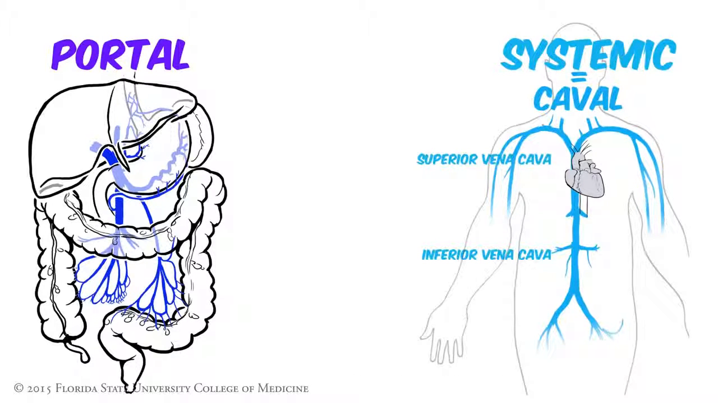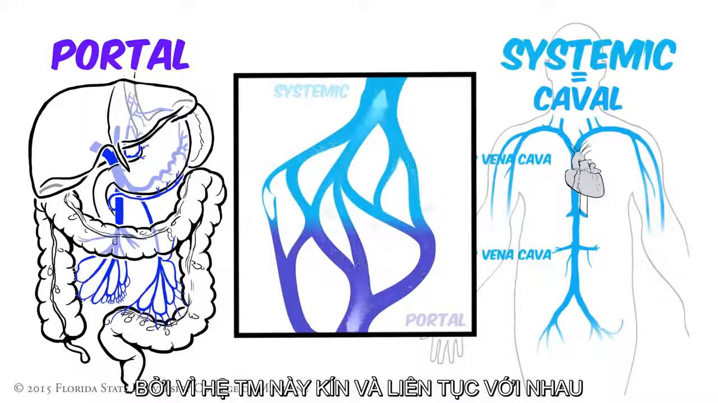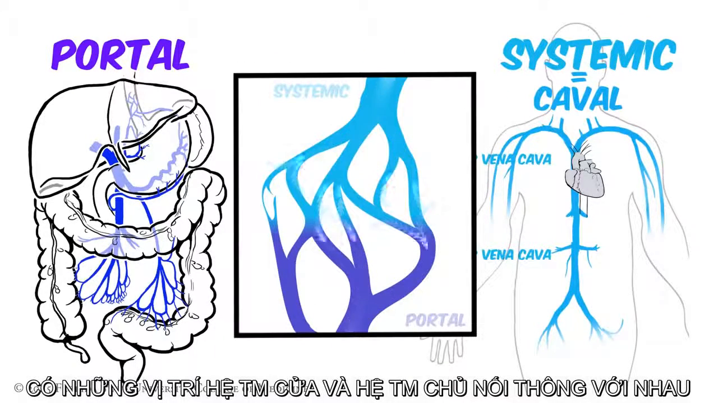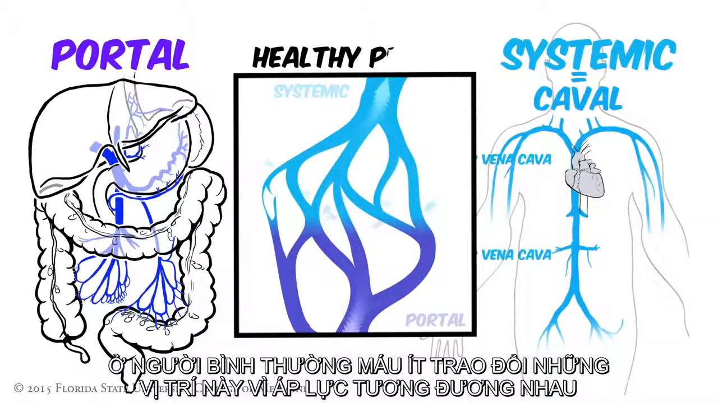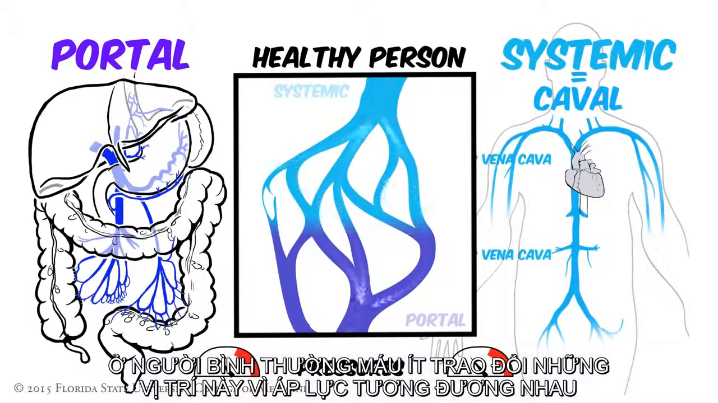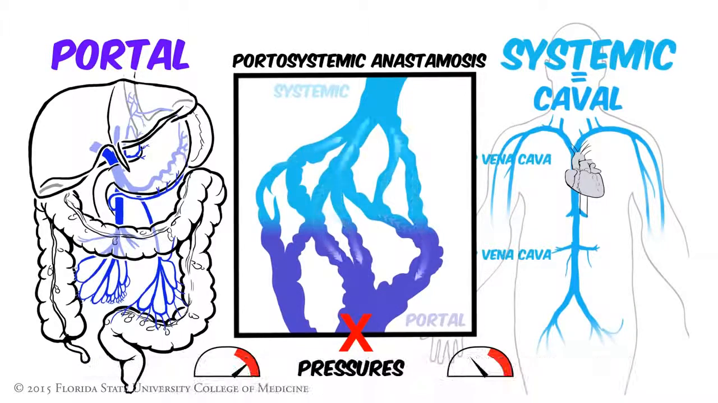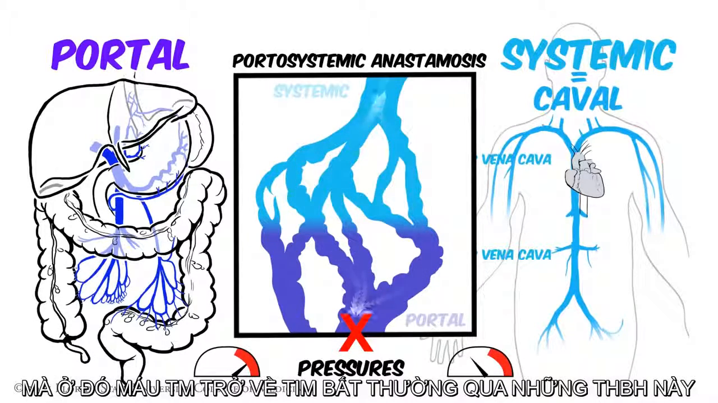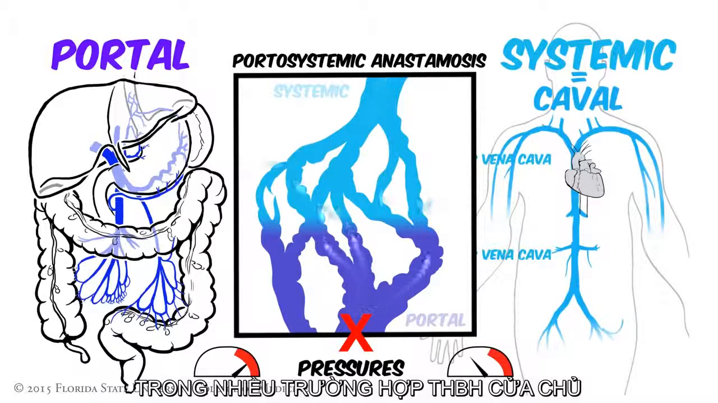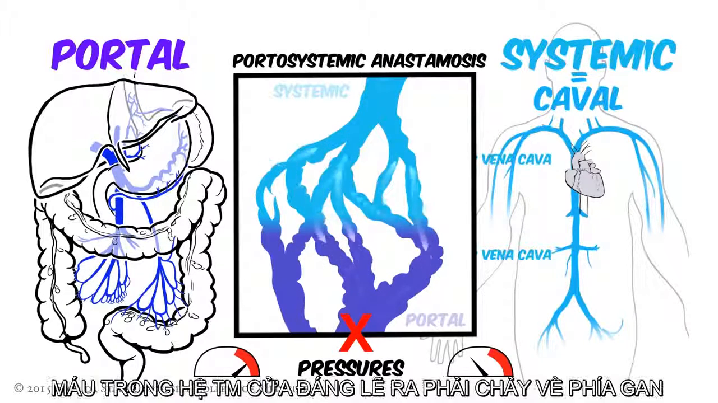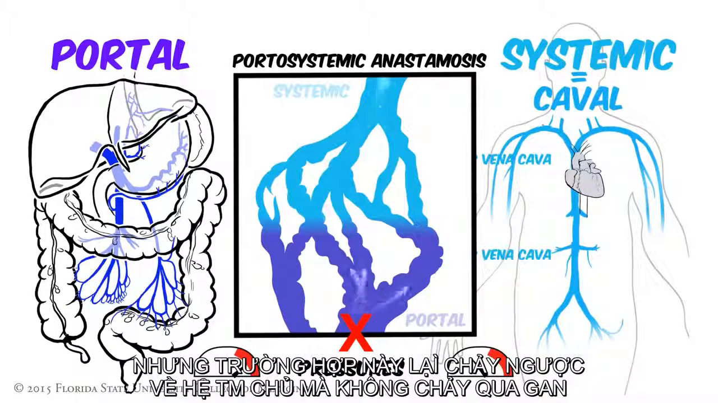Because the circulatory system is continuous and closed, there are areas where systemic circulation and portal circulation are physically connected. But in healthy people, there is little blood exchanged between these two, since the pressures in each are about equal. A portosystemic anastomosis refers to abnormal venous return in which blood flows the wrong way through these connections. In most instances of portosystemic anastomosis, blood from the portal system that should flow towards the liver instead avoids the liver by flowing backwards to join the systemic circulation.